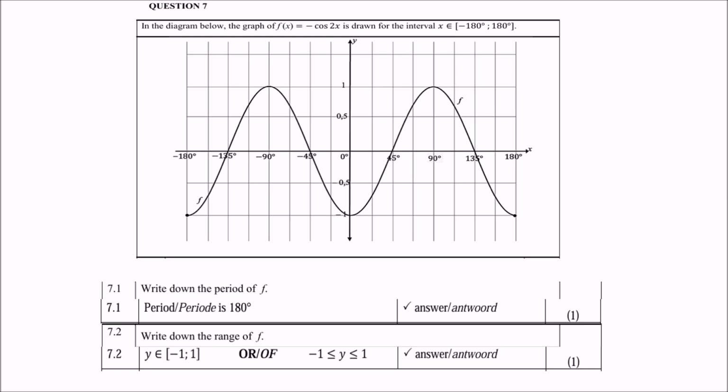And 7.2, what is the range of f? Well, the range, of course, is a y value, so the graph lies between -1 and +1. So there are two ways of presenting the answer. You could either use square brackets or you can use the inequality signs.